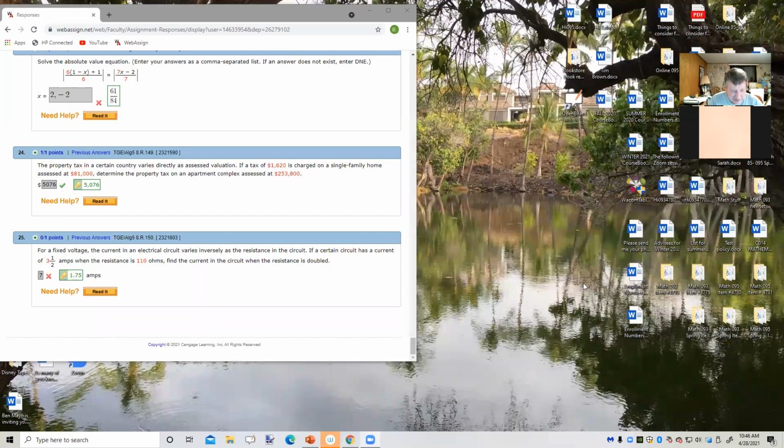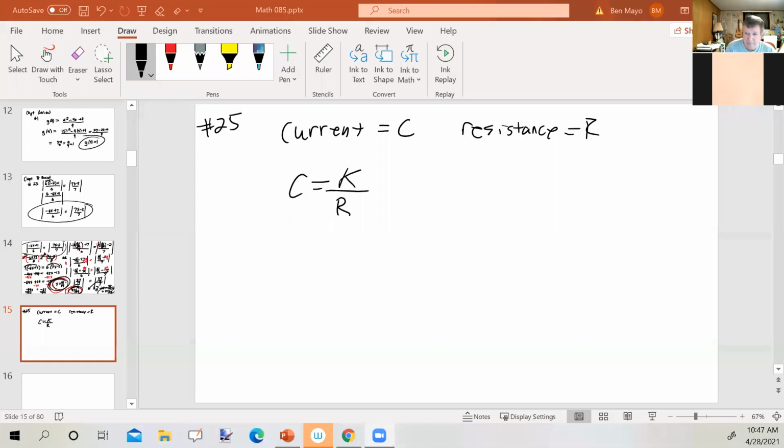All right, so we've got the current is going to be C, varies inversely as the resistance, and we're going to let the resistance equal R, okay? So the current varies inversely as the resistance. So C equals K divided by R because it's inverse. So that's going to be my formula right there. Any questions about that? No.